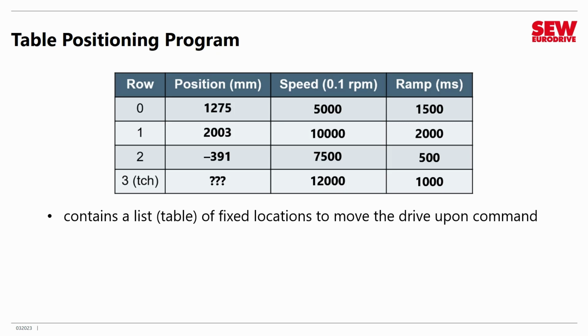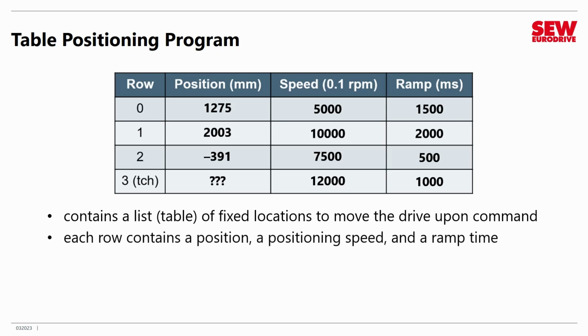So the idea here is you have a list of fixed positions and you just move to those over and over and over. This would be used in some kind of an application where you always move to the same places in a sequence. Notice also that each row contains not just the position, but also the speed at which you're to position and a ramp time.